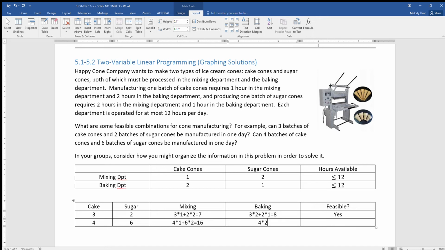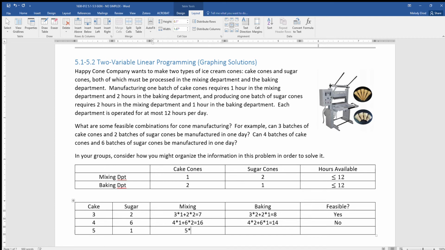So 4 times 2 and, nope, that's not right. Yeah, 4 times 2 and 6 times 1, right? And so the same thing is going to happen. We've got 8 and 6, and that makes 14 hours, which again exceeds. So no, this is not feasible. We could try other combinations. We could say, well, what if we did 5 batches of cake cones and a single batch of sugar cones? So could we do it that way? Okay, well, let's look and see what happens.